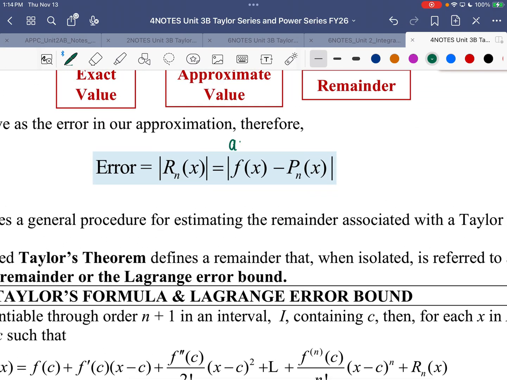So this is the actual minus our predicted, what we're trying to get. The actual function minus the polynomial, which is our prediction, is going to give you your error. What the error is, we're thinking margin of error.